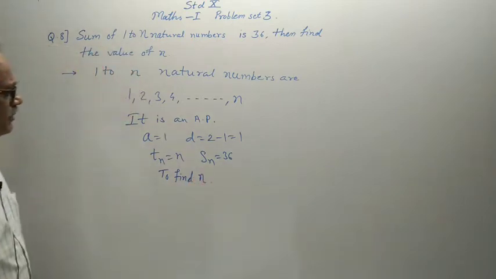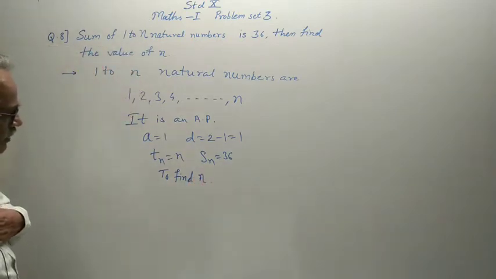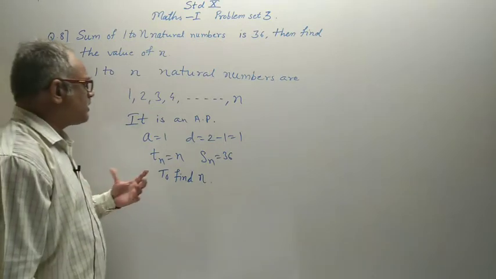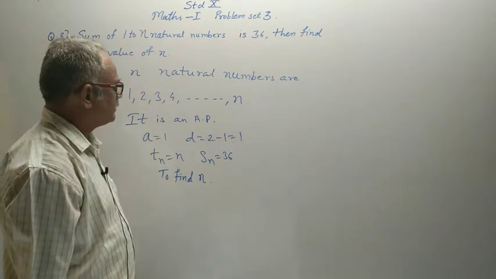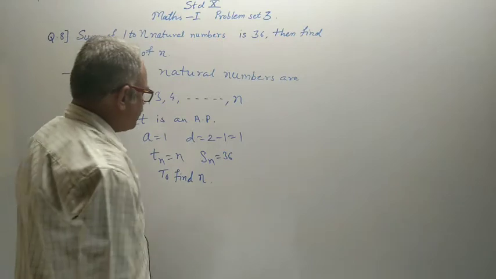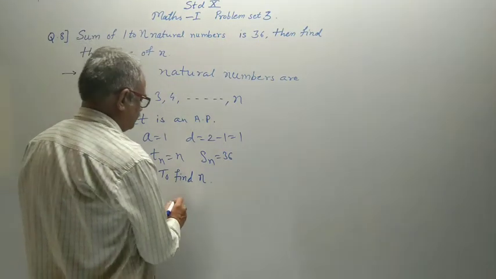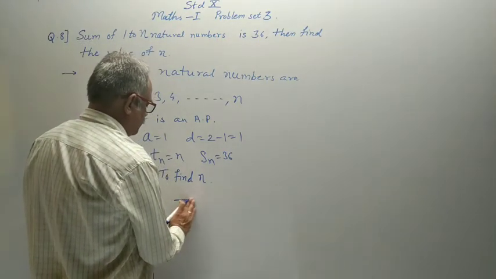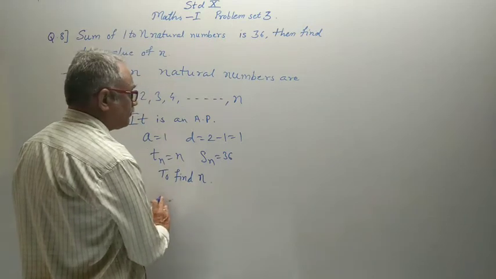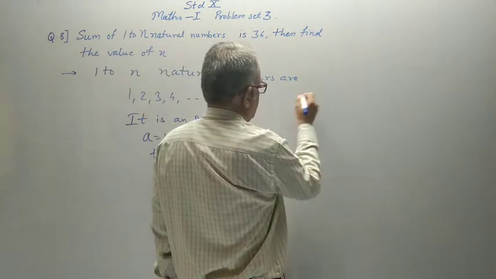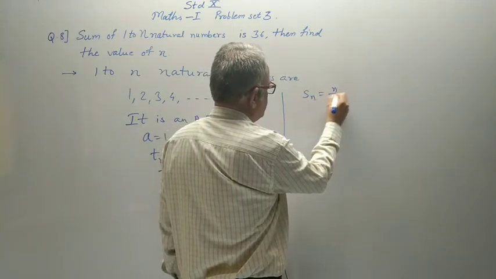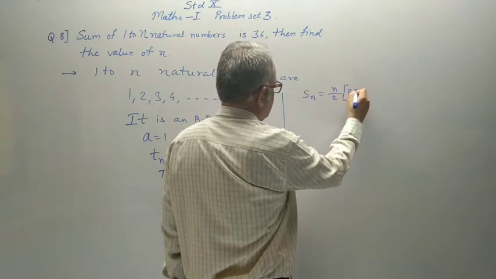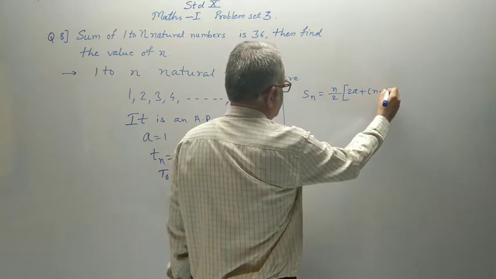To find n, there are two methods. Sn formula: n by 2 bracket 2a plus n minus 1 into d, or Sn formula: n by 2 bracket a plus tn, t1 plus tn. The meaning is the same. So we are using now the Sn formula. Sn is equal to n by 2 bracket 2a plus n minus 1 into d.